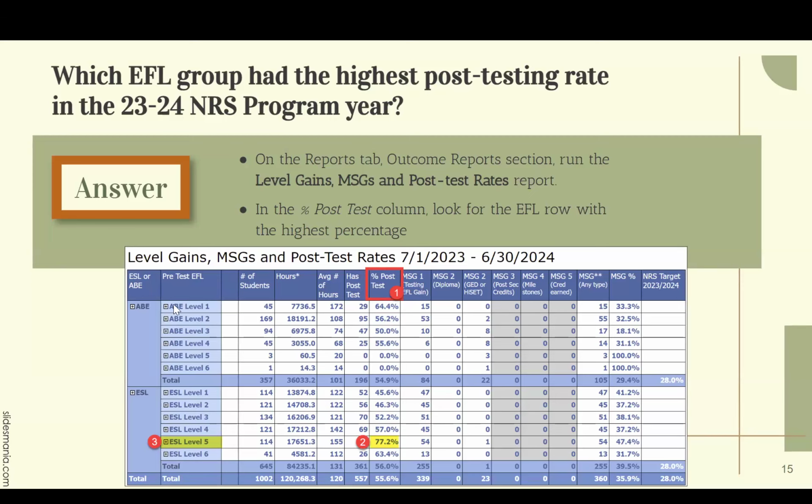Then you can look at each educational functioning level. So ABE level 1 has a post-test rate of 64.4%. The highest one in this group is ESL level 5. They had a post-test rate of 77%. Ani, MSG stands for Measurable Skill Gain. That is the lingo of the National Reporting System for counting up level gains, and GEDs count as MSG. Yes, I'm sorry, I always use the acronyms.